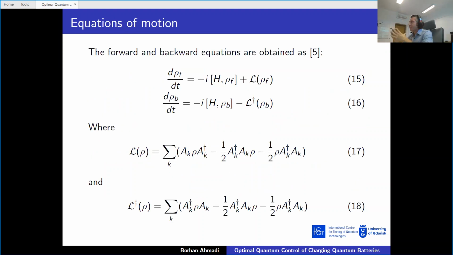After doing a lot of calculations, we get these equations of motion for the forward and backward equations in the dissipative case, given in equations 15 and 16, where L rho is defined in equation 17 and L dagger in this form.